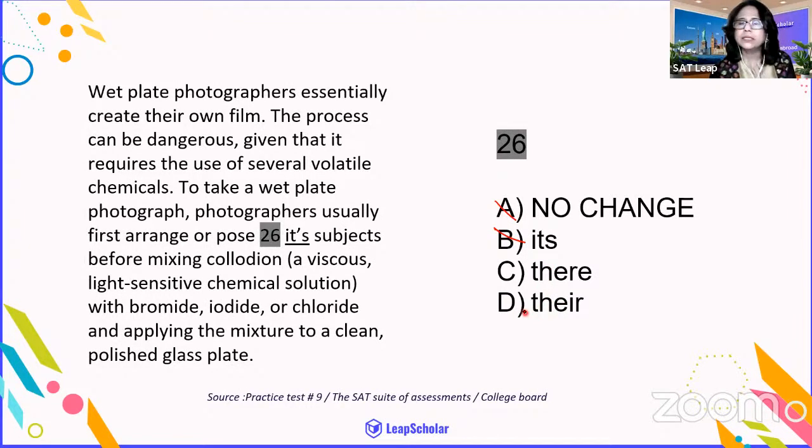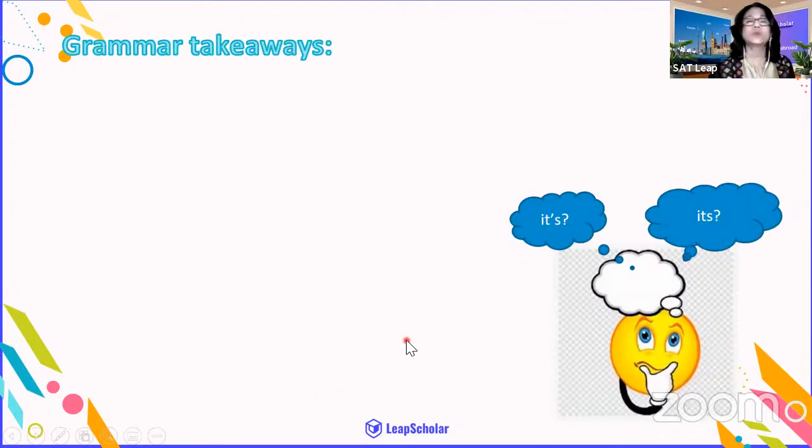What can I eliminate here? C or D, what can I eliminate? C, why? There refers to a place, it's not even a pronoun. You won't believe, students, how often the SAT tests this, its versus it's and there and their. This is very, very commonly tested. And if you are pros at this, you're definitely going to get all those points. It's going to add up and make your score much better.